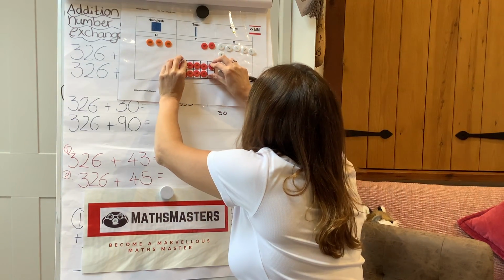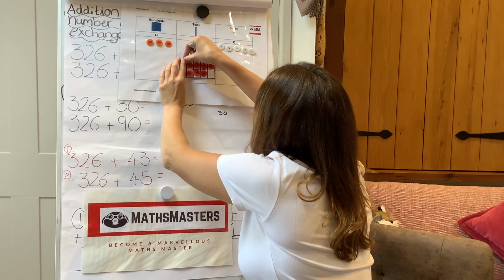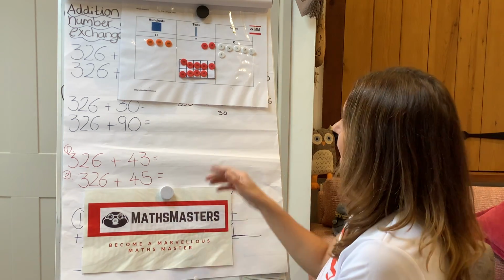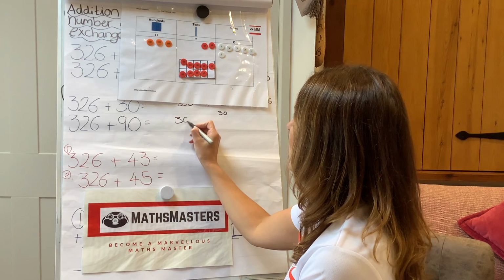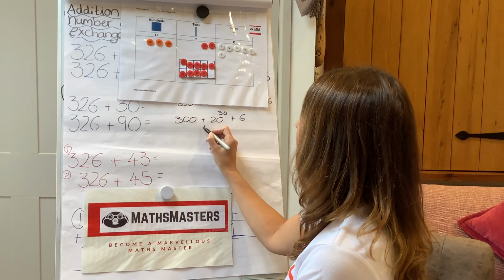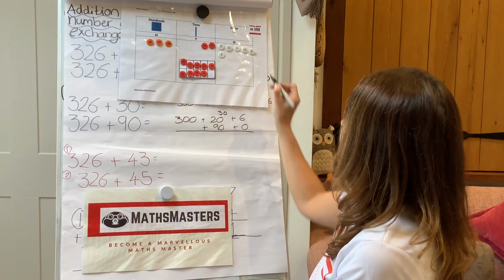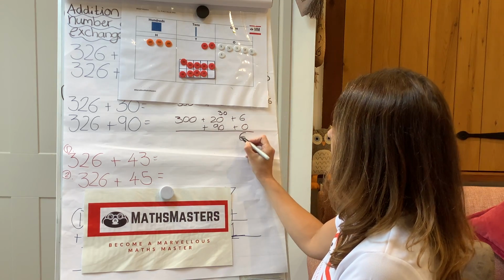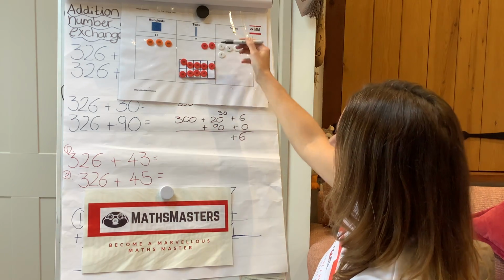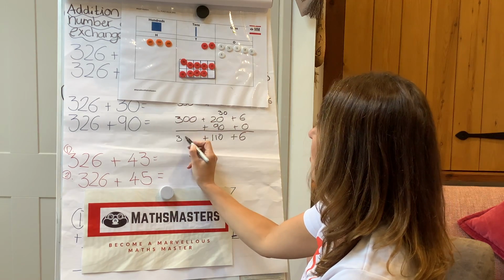So we've got our 9 10s adding to our 2 10s. Okay, so we can see now we've got 326, and we're adding on 90, and we've got 0 in that column. So 6 and 0 makes 6. Now we've got 90 and 20, so 90 and 20 makes 110. And we've still got 300 there.